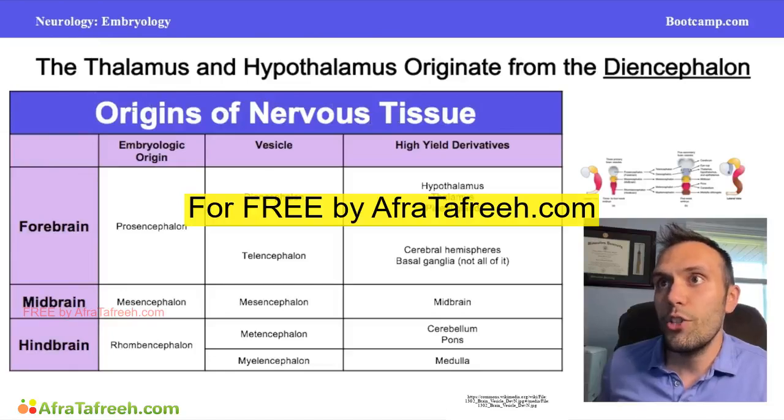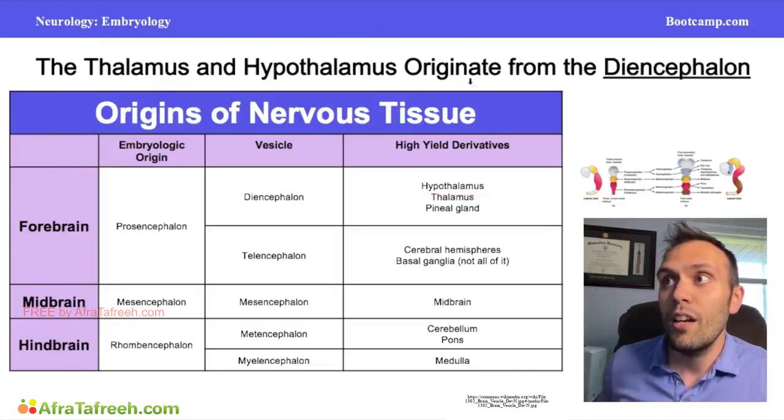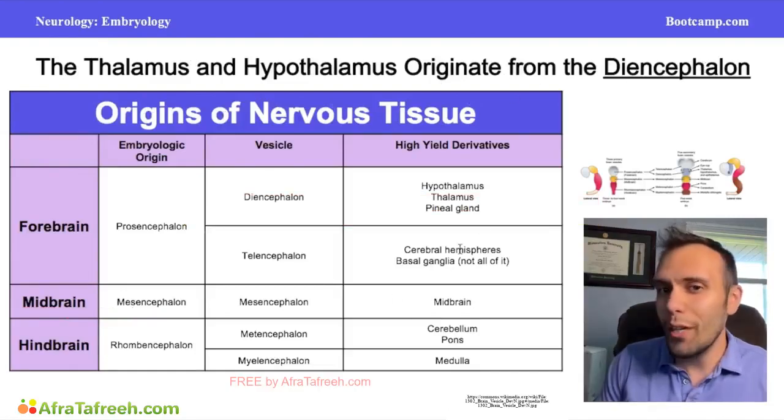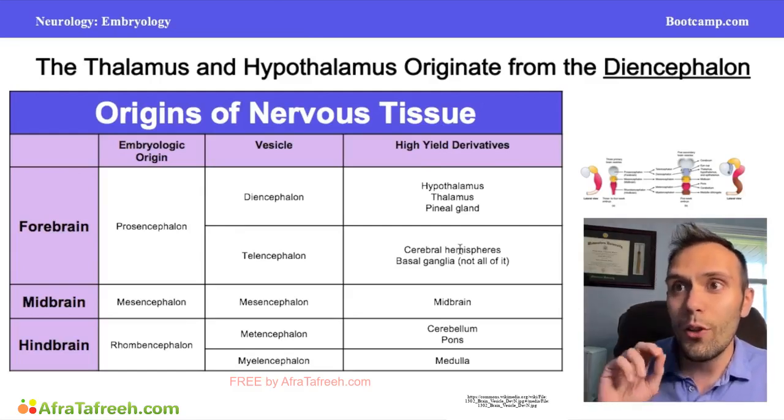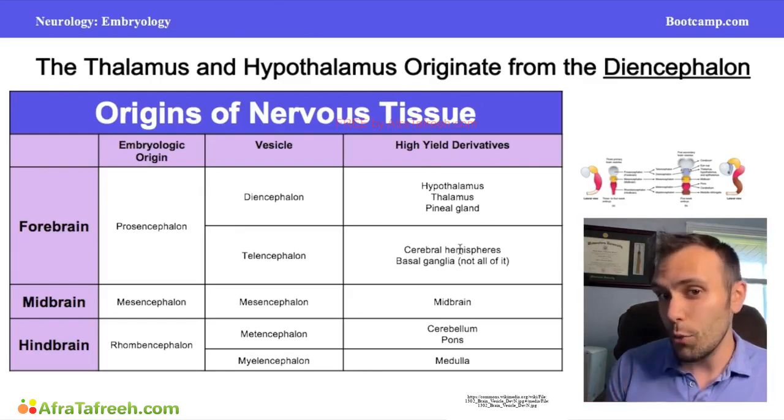Origins of nervous tissue. So the thalamus and the hypothalamus originate from the diencephalon. Now, there's a lot of stuff on here. Once again, don't get bogged down by all of this. A lot of this is here for completion, but let's go through what are the really high yield concepts that you want to remember from this slide.